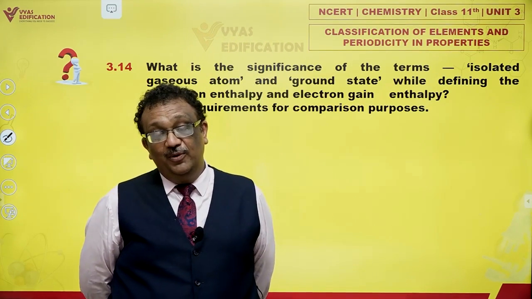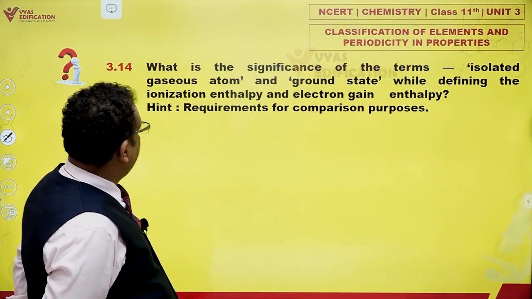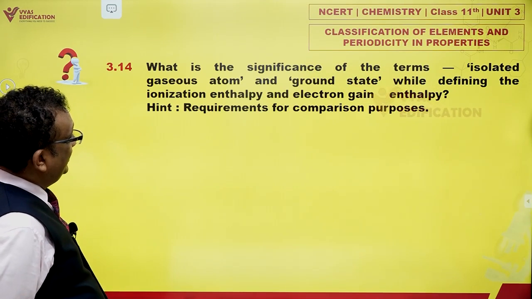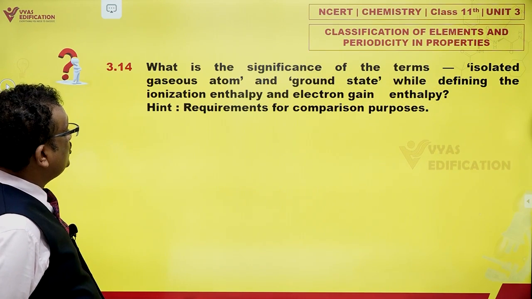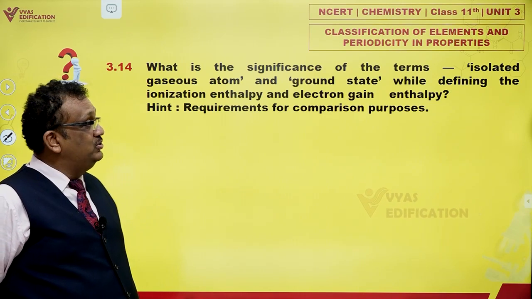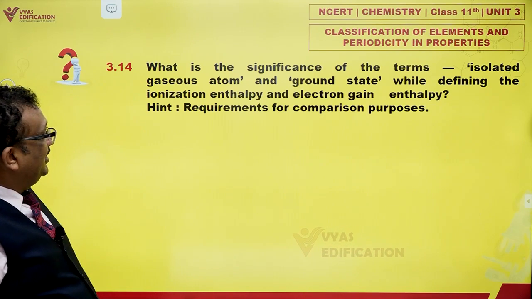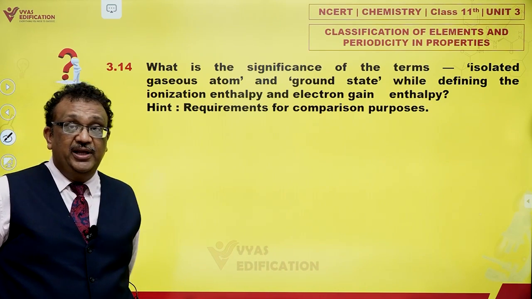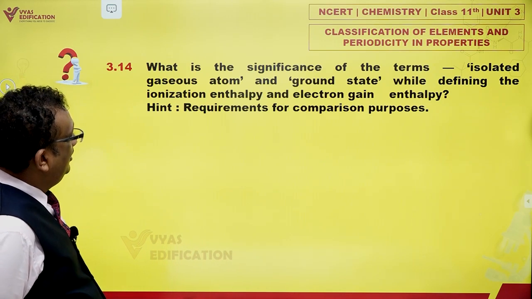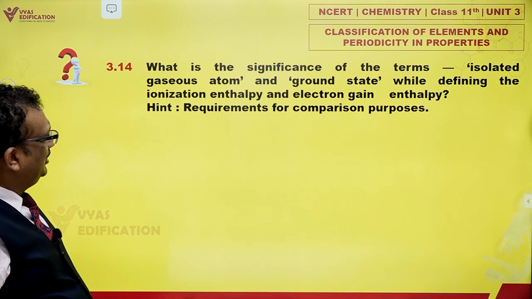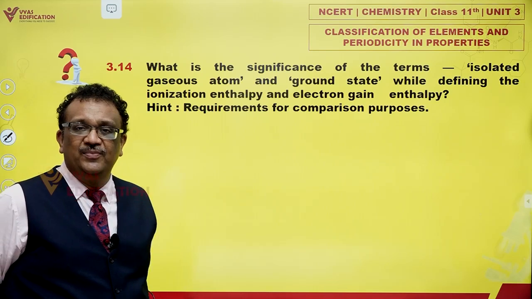14th is a very valuable theoretical question. It says, what is the significance of the terms isolated gaseous atom and ground state while defining ionization enthalpy and electron gain enthalpy? And there is some hint also given.